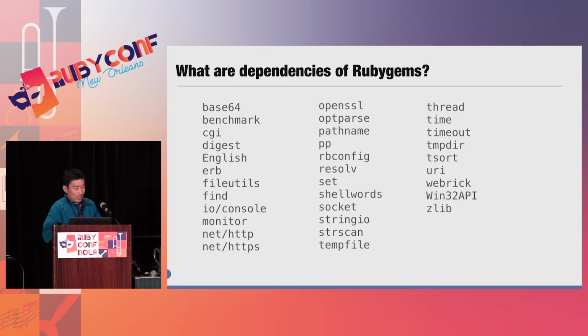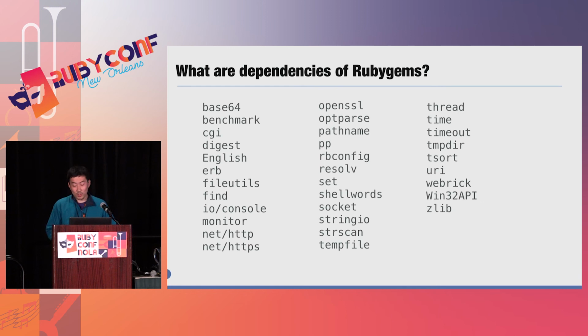This is a list of dependencies of RubyGems and its test suite. These may remain as default gems because of the activation problem within Ruby 3. In other words, libraries not on this list become bundled gems or regular RubyGems. How do you feel about this plan in Ruby 3?